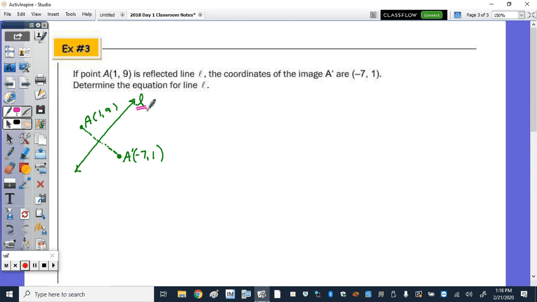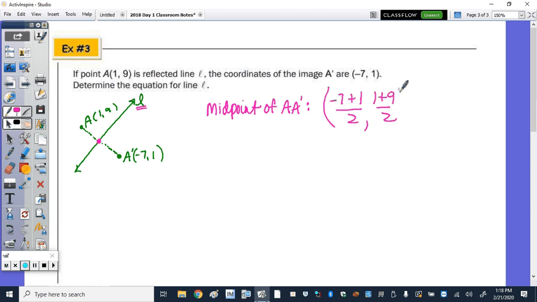Okay. So one of the points we know that's on line L is this point right here, which is the midpoint of A A prime. So the first thing we're going to do is calculate the midpoint using the formula. So I'm going to add negative 7 plus 1, over 2. I'm going to add the y values, divide by 2, and we get negative 3, 5.